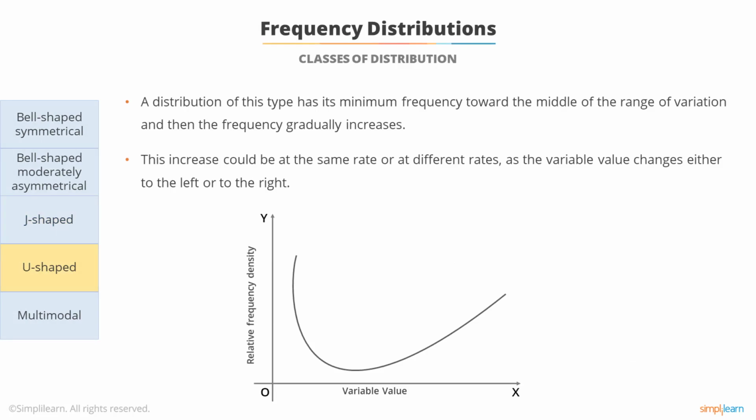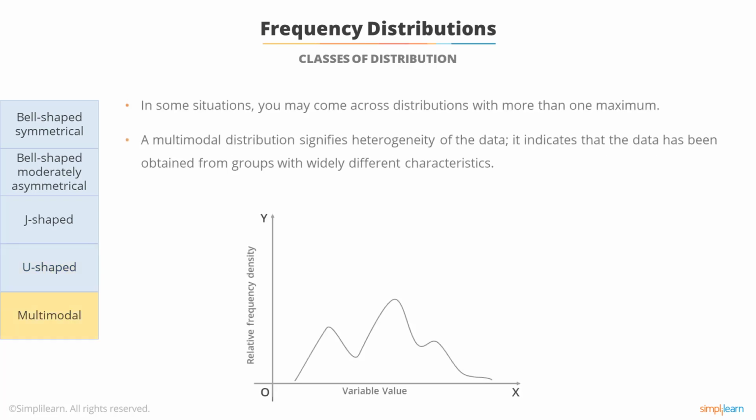Now a U-shaped distribution has a minimum frequency towards the middle of that range, so it's pretty much the opposite of that symmetrical bell shape, and then the frequency gradually increases. This increase could be at the same rate or at different rates, as the variable value changes either to the left or right. And then in some situations, you could come across distributions with multiple maximums. So you might have a multimodal distribution, which signifies heterogeneity of the data, and this indicates that the data has been obtained from groups with widely different characteristics.